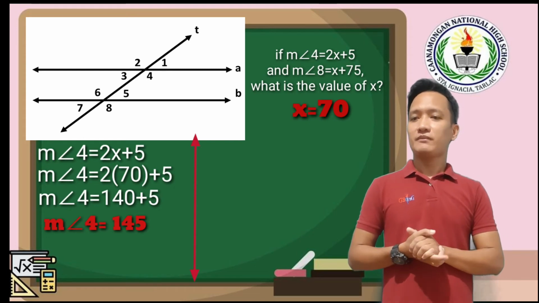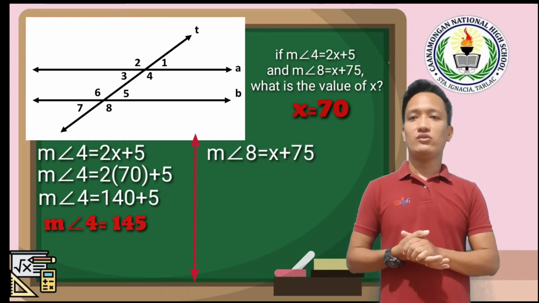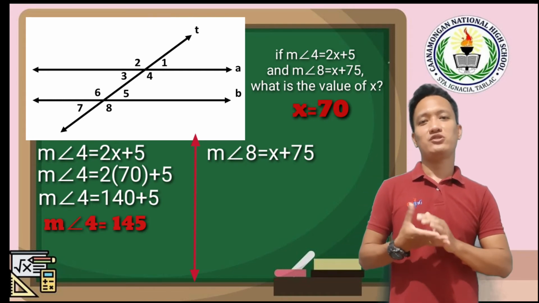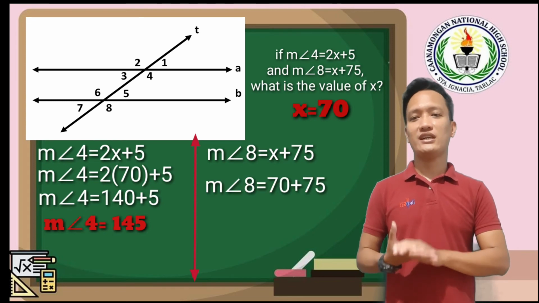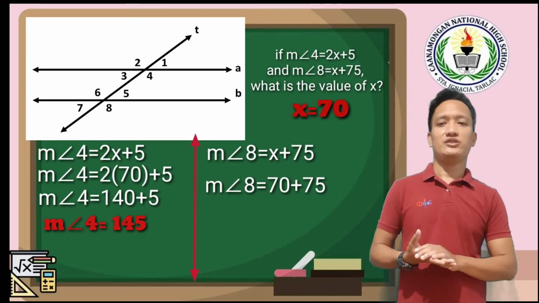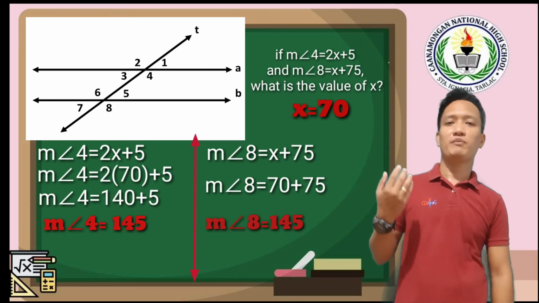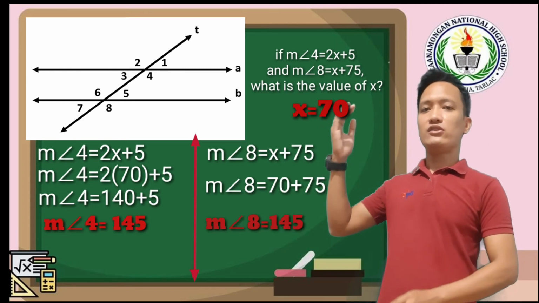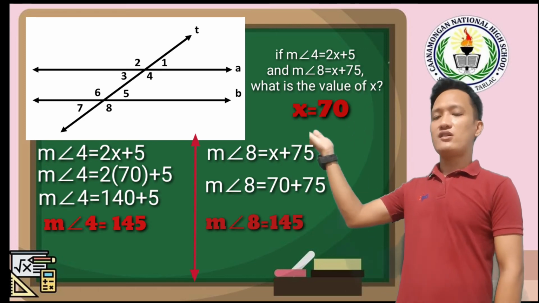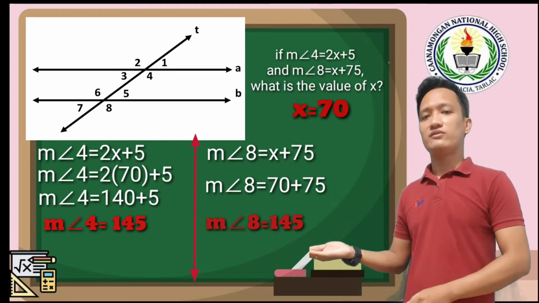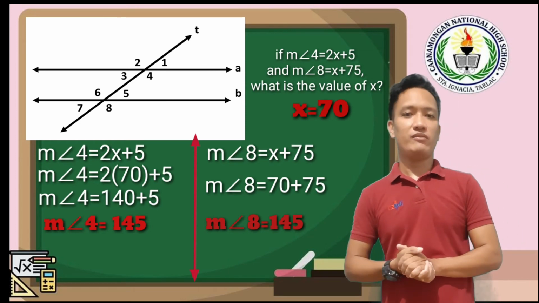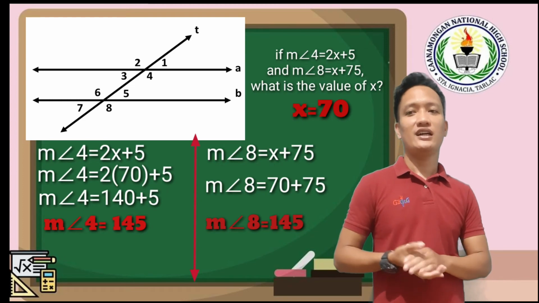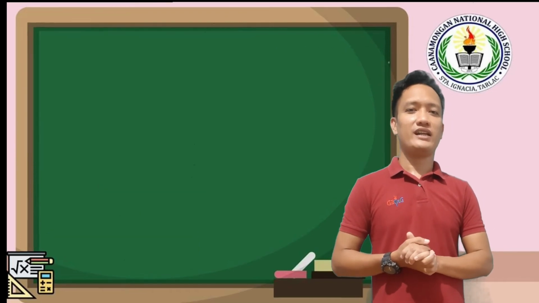Sorry. So, measurement of angle 8 is equal to x plus 75. So, x plus 75, substitute natin yung value ng x, which is 70 plus 75. So, 70 plus 75 is equal to 145. Yay! So, as you can see, the value of the measurement of angle 4 is equal to the value of measurement of angle 8, which is both 145 degrees. So, tama yung nasolve natin since they are both equal. So, parehas.